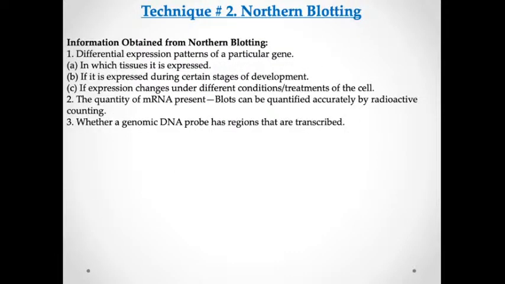So the information that we see in Northern blotting is the differential expression patterns of particular genes: in which tissue what is expressing, if it is expressed during certain stages of development, if it is under different treatment conditions of the cells, and whether the genomic DNA probe has regions that are transcribed. So all of this matters.